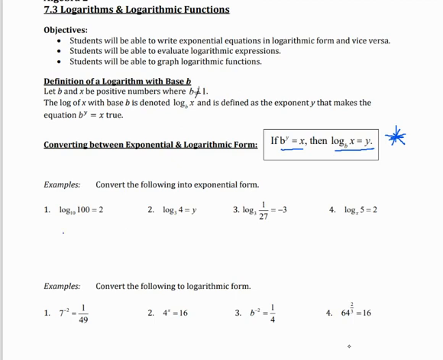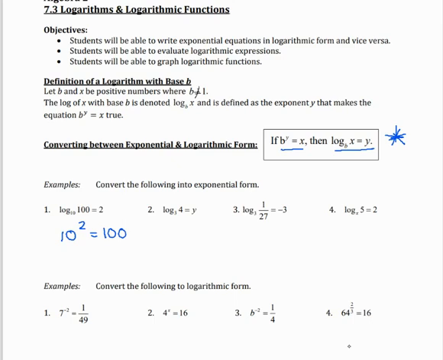So converting, the base is 10. So in my exponential, my base will also be 10. But what the log equals is the exponent now. And it equals 100. And let's see, does that make sense? Is 10 squared 100? It is. So I converted to exponential form.